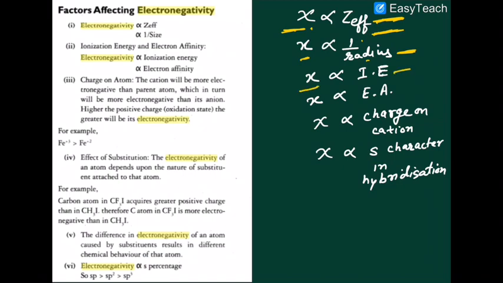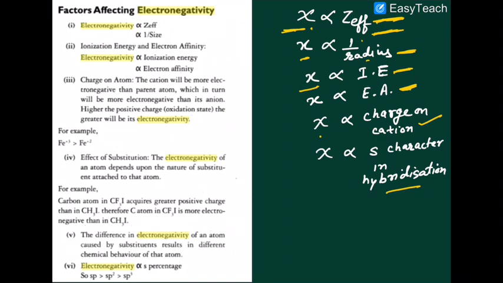Electronegativity is directly proportional to ionization enthalpy. The greater the ionization enthalpy, what will be more? Electronegativity will be more. The more the electron gain enthalpy or electron affinity, the more the electronegativity. The larger the charge on the cation, the more the electronegativity. The larger the s character in hybridization, the more the electronegativity.